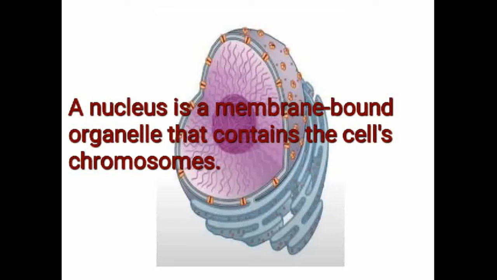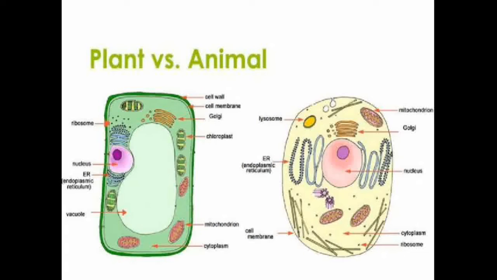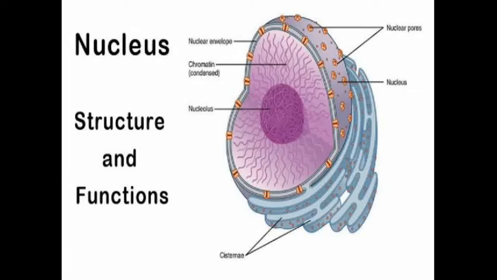A nucleus is a membrane-bound organelle that contains the cell's chromosomes. A nucleus is a part of cell organelle. It is present both in plant cell and animal cell. Parts of nucleus are nuclear envelope, which means nuclear membrane, chromatin condensed, nucleolus and nucleopores.